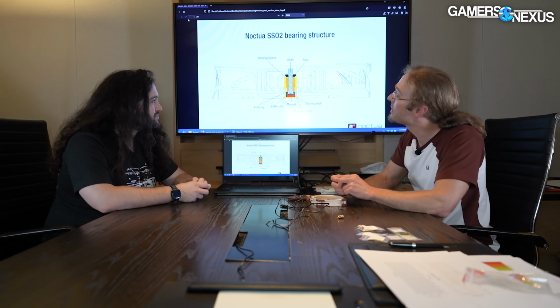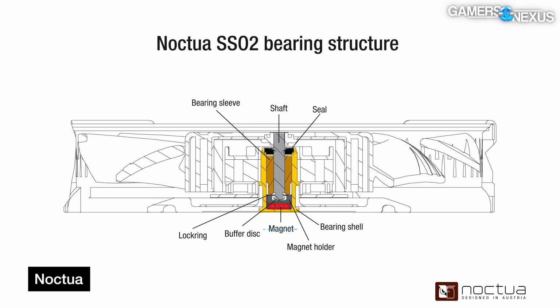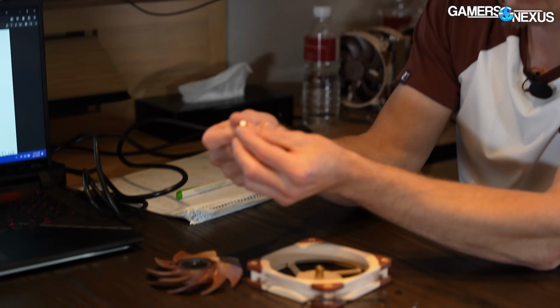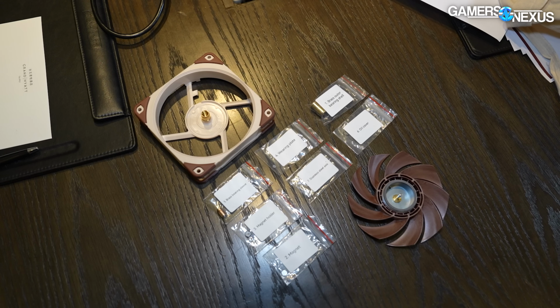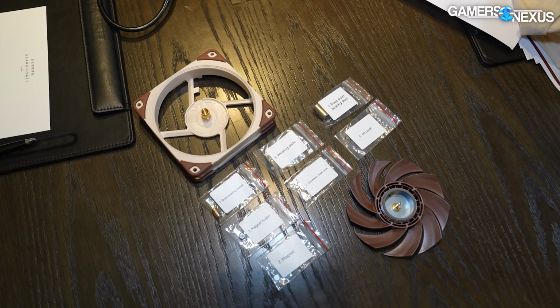Yeah, and then in our case, we also have a magnet on the rear side of the fan, a little plastic magnet holder, the magnet is already inside the holder here, and a buffer or wear disc that prevents the shaft from wearing the magnet holder. Yeah, that's the basic structure of our SSO bearing.